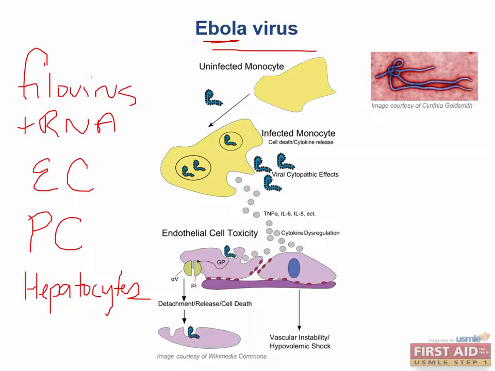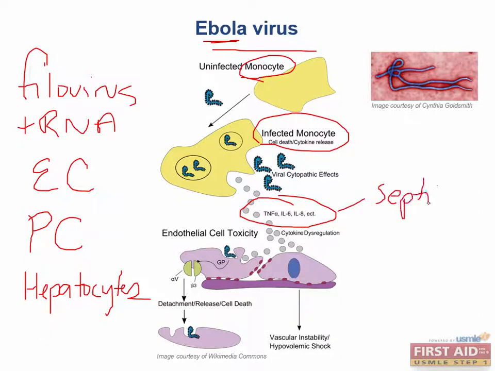The virus initially infects monocytes, and after infection of the monocyte, it results in the release of TNF-alpha, IL-6, and IL-8. The cytokine release leads to a septic or a systemic inflammatory state. Later in the infection, the virus infects the endothelial cells, resulting in their instability, detachment, and cell death. This vascular damage and instability leads to hemorrhage as well as hypovolemic shock.